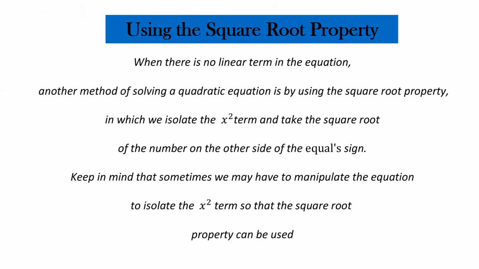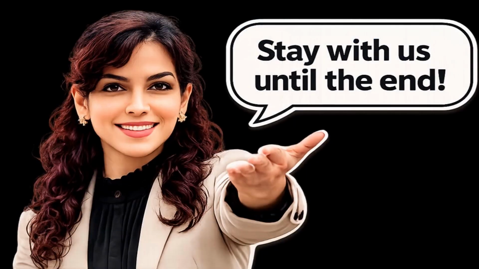Using the square root property. When there is no linear term in the equation, another method of solving a quadratic equation is by using the square root property, in which we isolate the x squared term and take the square root of the number on the other side of the equal sign. Keep in mind that sometimes we may have to manipulate the equation to isolate the x squared term so that the square root property can be used. Please stay with us until the end of the video because we are going to walk through these steps together.